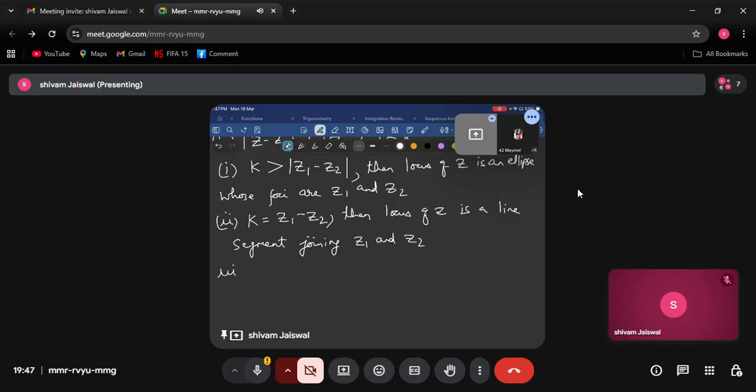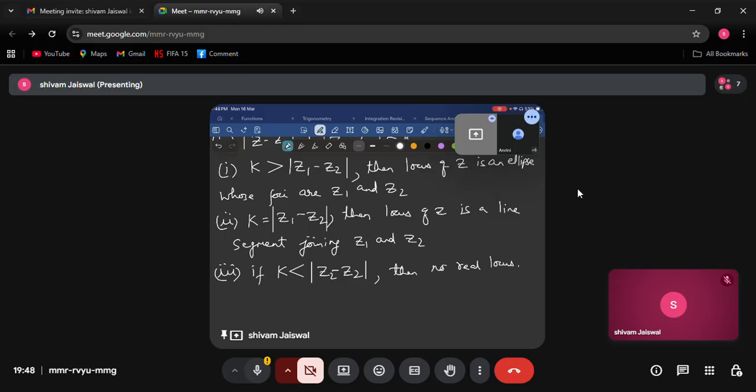And number 3, if k is less than mod of z1 minus z2, what will happen? Is it possible? Tell me. Then no real locus. Then no real locus.